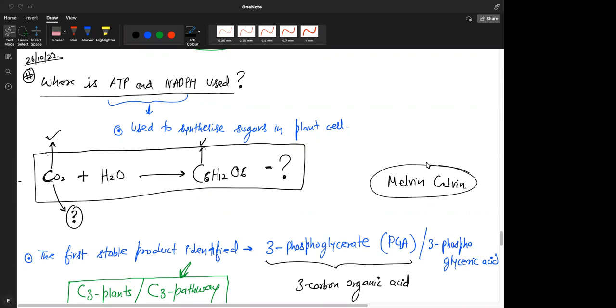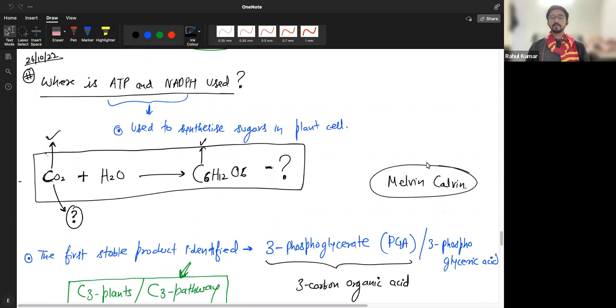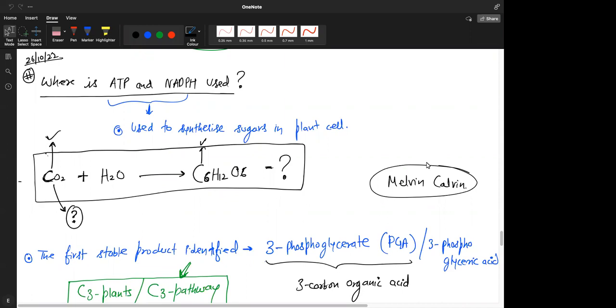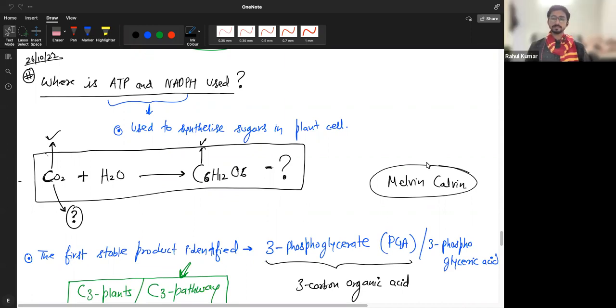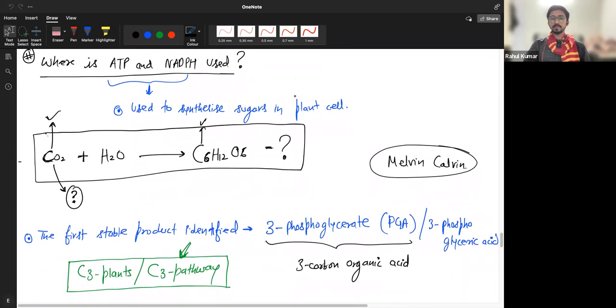So, ATP and NADPH are basically used inside the plant cell, and the first stable product. But the question is where did they come from? Where did ATP and NADPH come from? From the product of photosystem. Yeah, the light reaction. Yes, sir. Right. So the question is where it is used. So to solve that, we have to understand the biosynthetic pathway. Yes, continue.